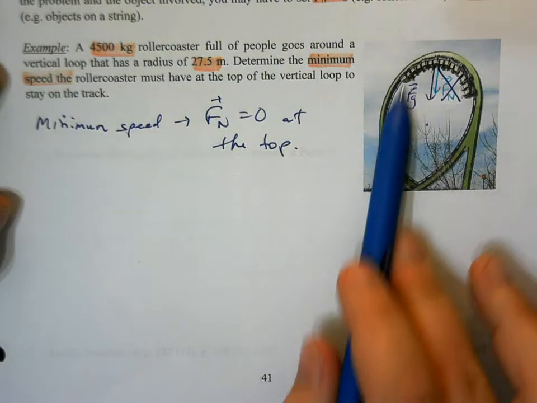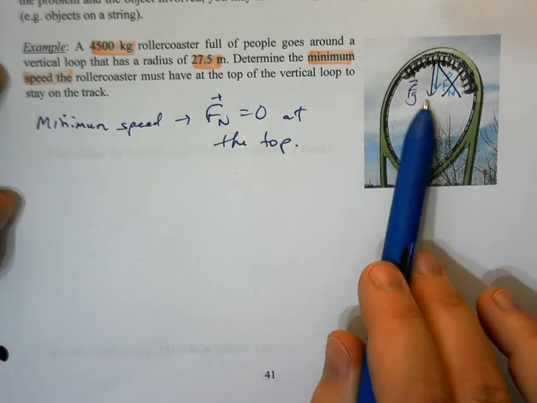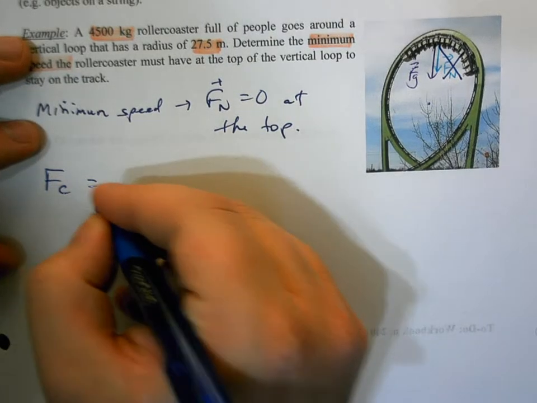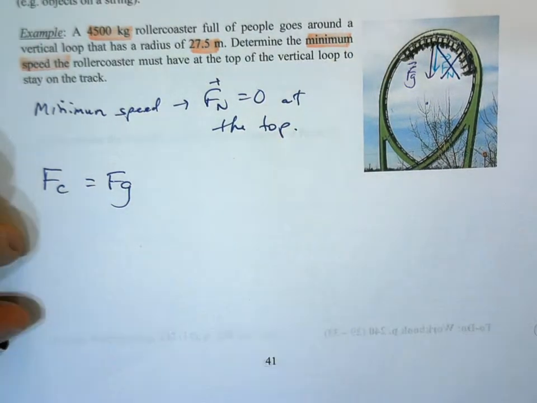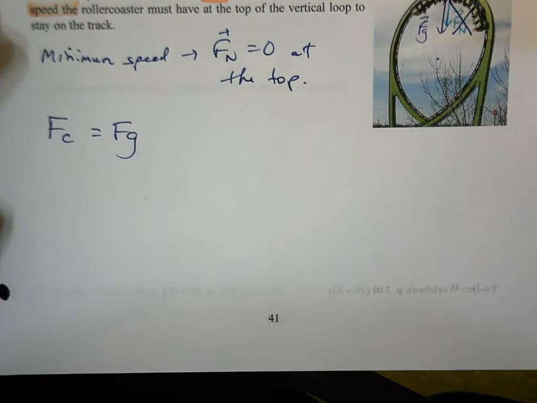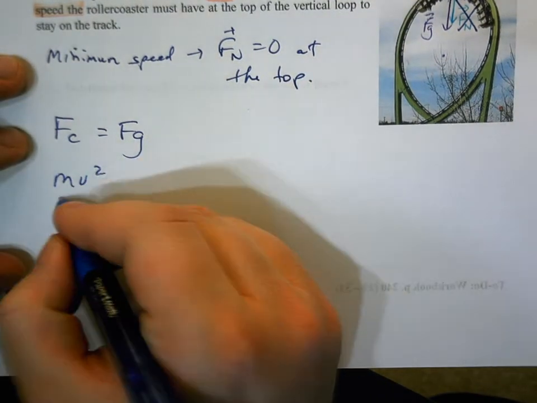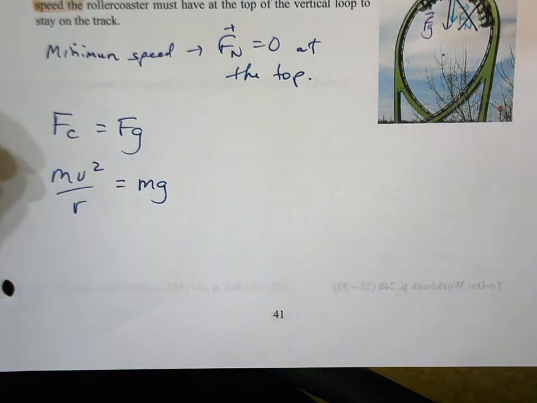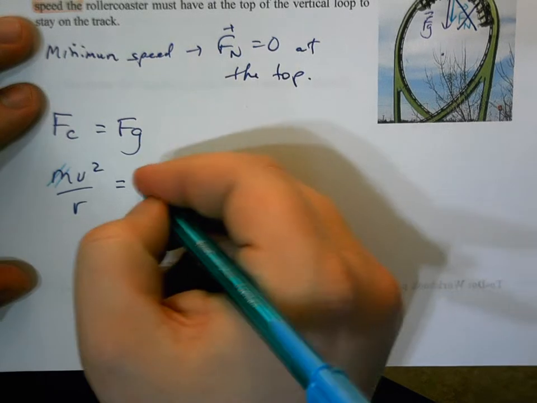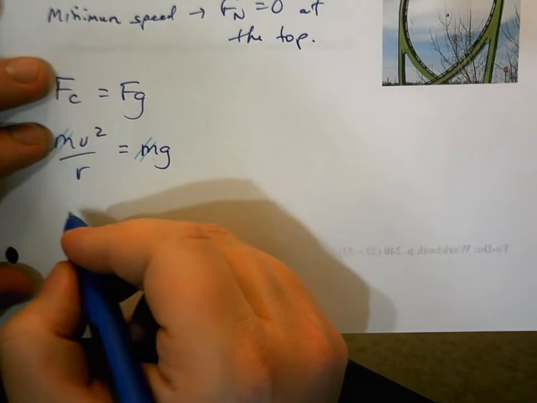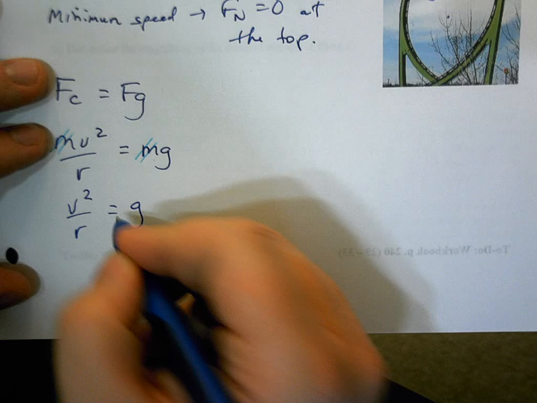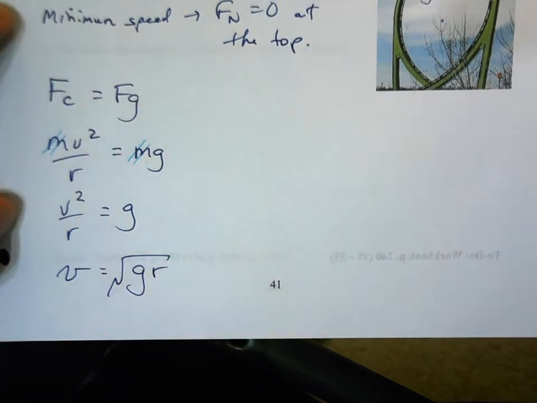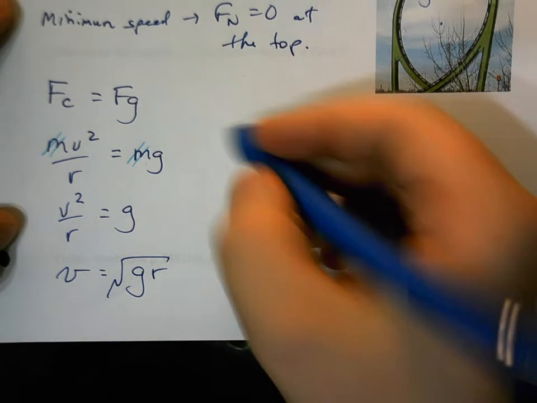So the only force that we have in the plane of the circle is this force of gravity. So we could say that our centripetal force is just equal to Fg. Now we have definitions. We know that Fc is mv squared over r. We know Fg is just mg. So this is going to allow us to cancel out the mass because I have a mass term on both sides. We're going to get v squared over r equals g, or v is equal to the square root of gr. So this is going to give us the minimum speed.